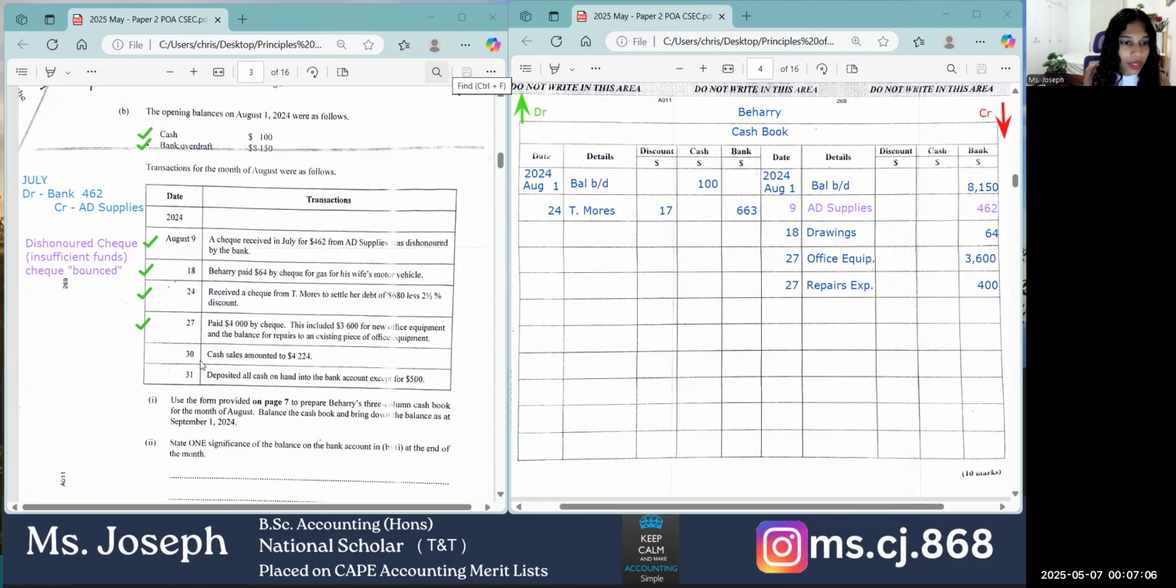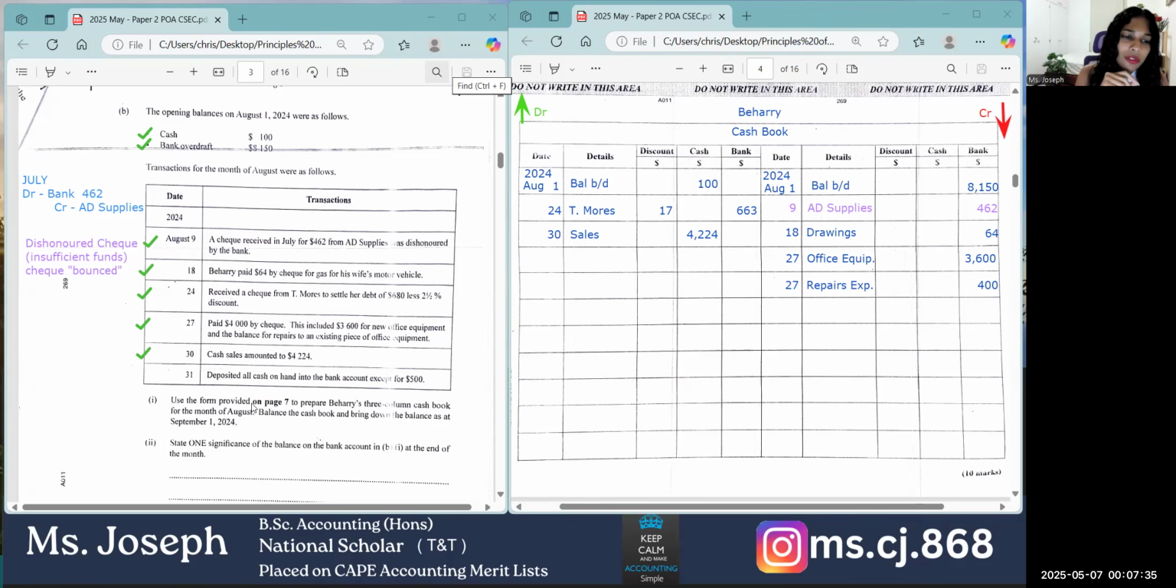On the 30th, cash sales amounted to $4,224. We are receiving cash from sales. We go into the debit side, cash is going to go up, 4,224. Why is cash going up? Because I made sales. My date is going to be the 30th of August. The last part we have here.